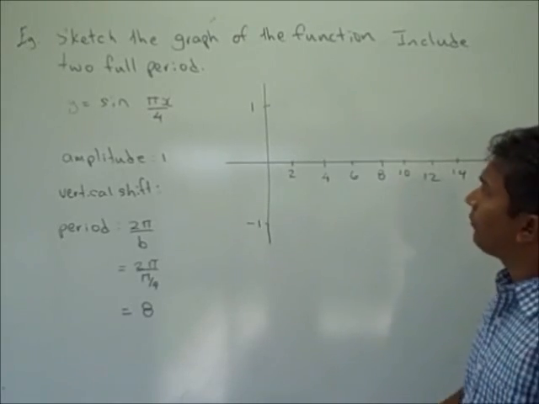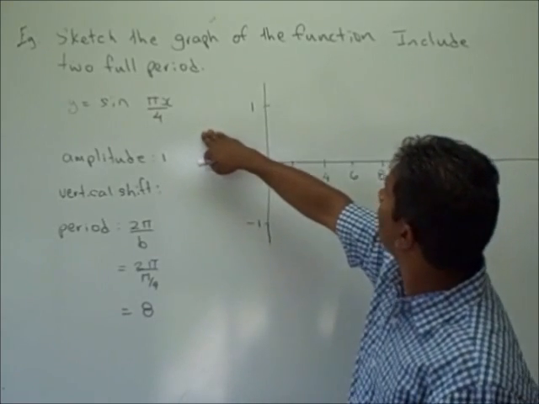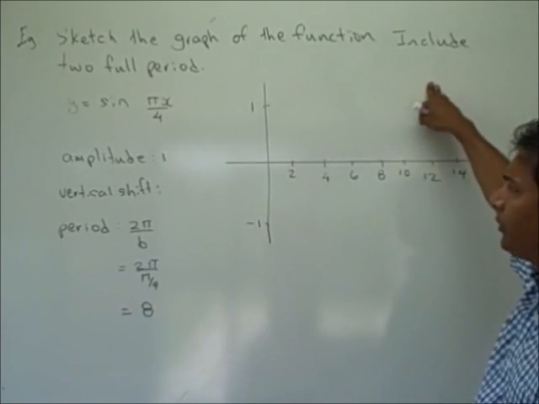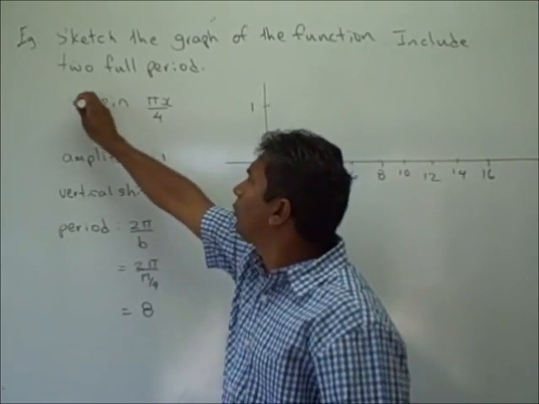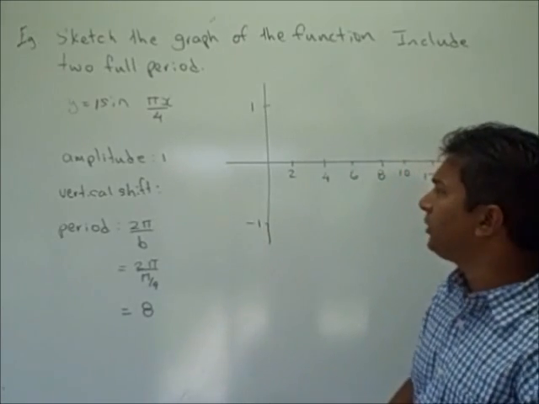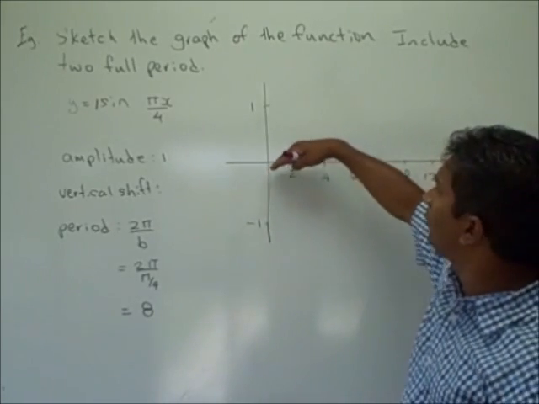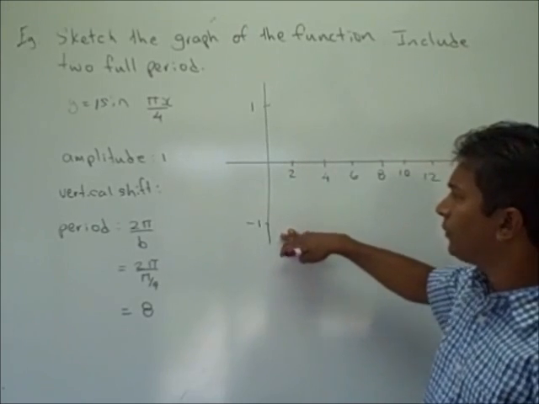Here we're going to sketch the graph of the function y is equal to sine of pi x over 4. We're going to include two full periods. First, let's look at the amplitude. We know the coefficient of sine here is 1, so the amplitude must be 1. That means our graph will extend up to positive 1 and down to negative 1.